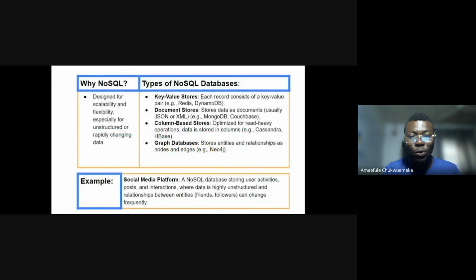Okay, so let's look at the whole idea with NoSQL. So why NoSQL in the first place? Why should we embrace NoSQL if we were given unstructured data? First, the beauty is it's scalable. NoSQL is scalable, meaning you can always use it on any platform.